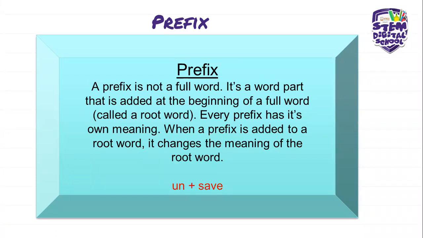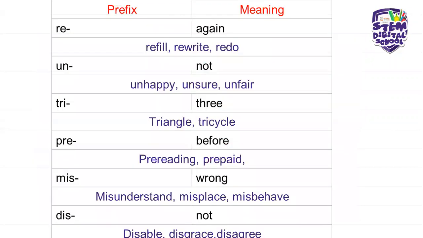So if I tell you, you are safe, that means that there's nothing to worry about. You're safe. But when I put the prefix on, like my example, like the un, then it means you're unsafe. Then you need to worry about something. So when you put a prefix in front of a word, it changes the meaning of the word. So here's a few examples of prefixes and their meaning.